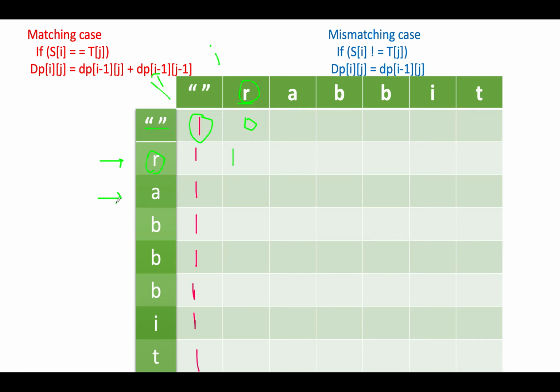Let's move ahead in the iteration, and we see an a is not equal to r. It's a mismatching case, so whatever value is held in the previous row is copied down. Let's move ahead. Whatever value is held in the previous row is copied down because it's a mismatching case. So we have 1 here again. Then again b is not equal to r, previous value gets copied down. B is not equal to r, previous value is copied down. I is not equal to r, previous value gets copied down. T is not equal to r, previous value gets copied down. Let's move ahead with the next iteration.